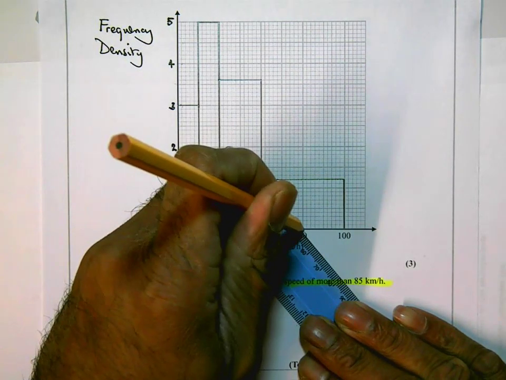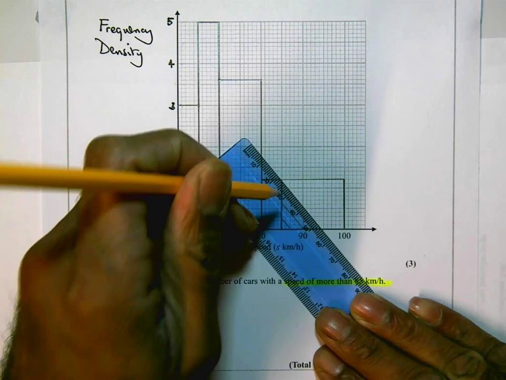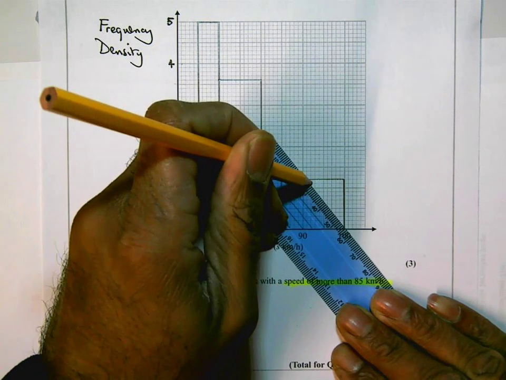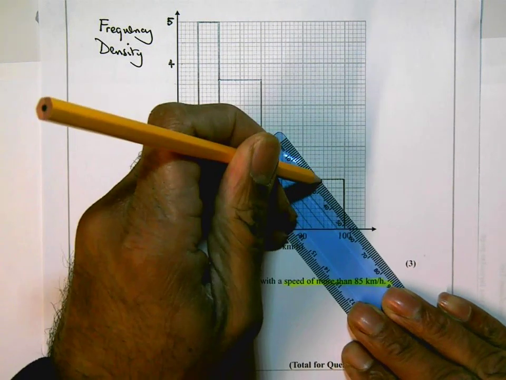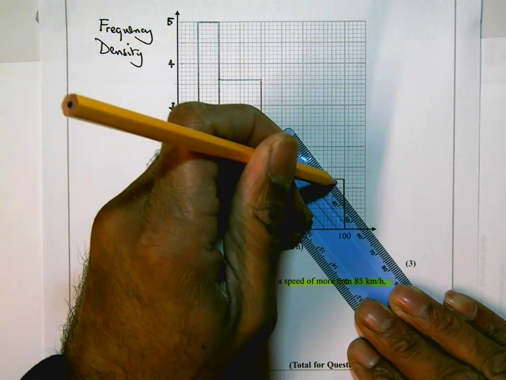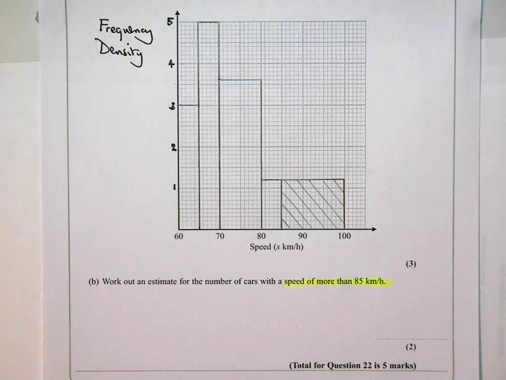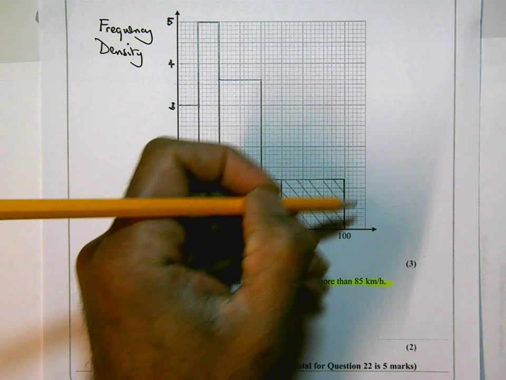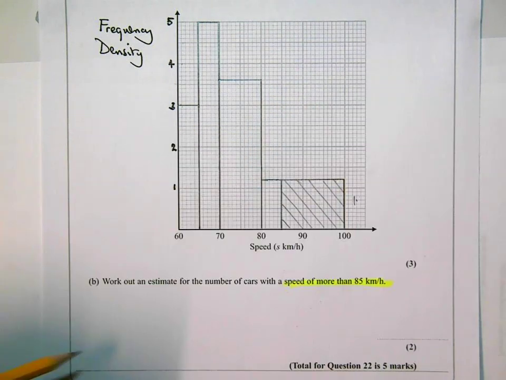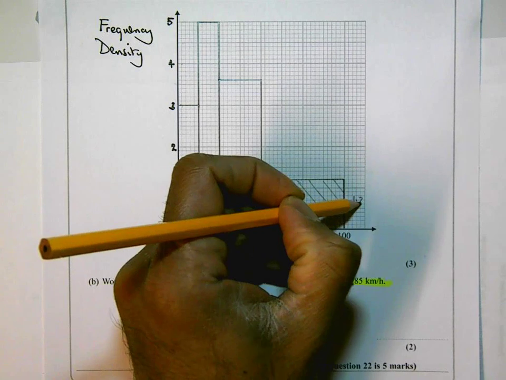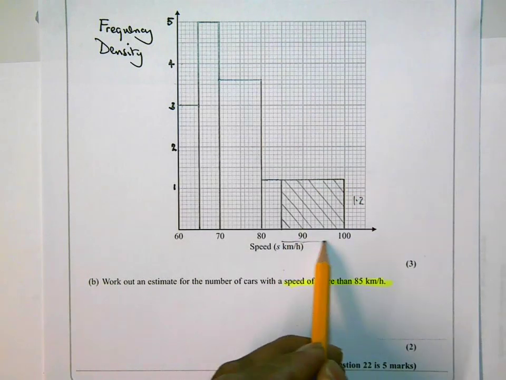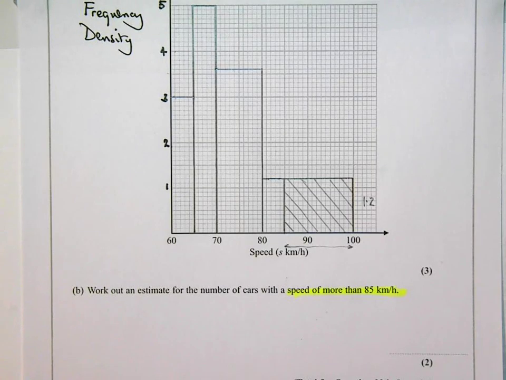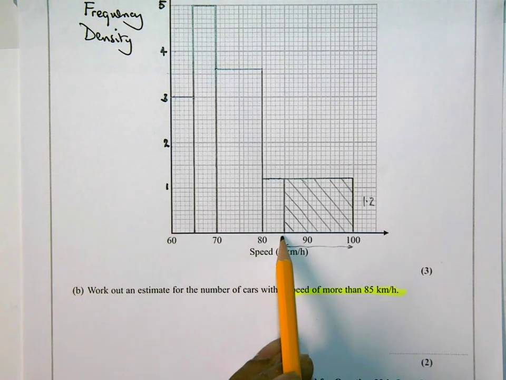Now, I am shading this in for your benefit. You don't necessarily need to do this in the exam. However, if you do, the examiners will understand what you mean. But that there is the area you need to work out. How high does it go? It's 1.2 high. And how wide is that rectangle? Remember, the area of a rectangle is length times width. Well, that's 85, that's 5, 10, so that's 15 wide.